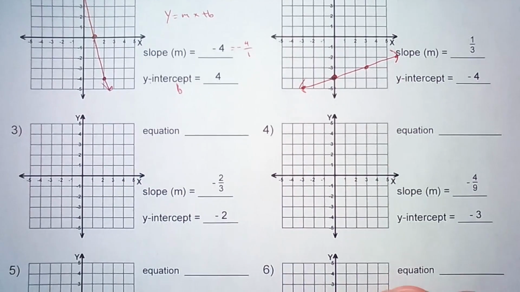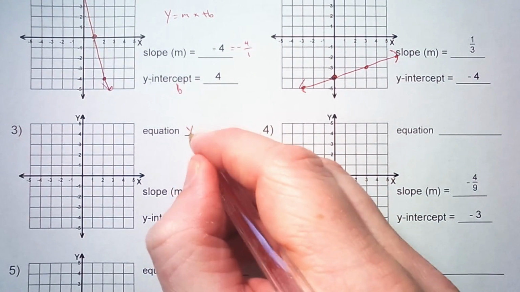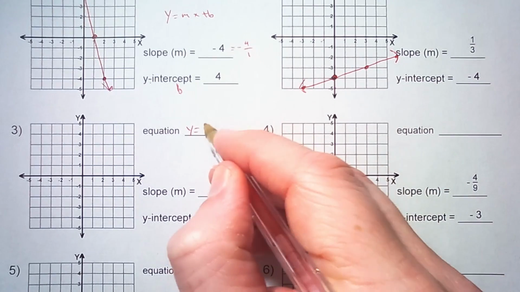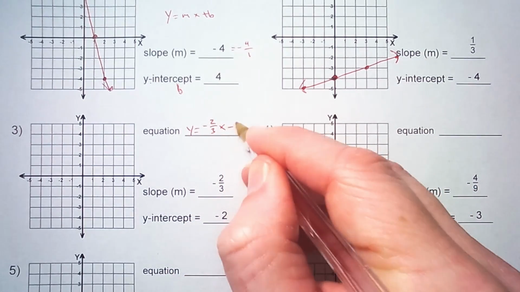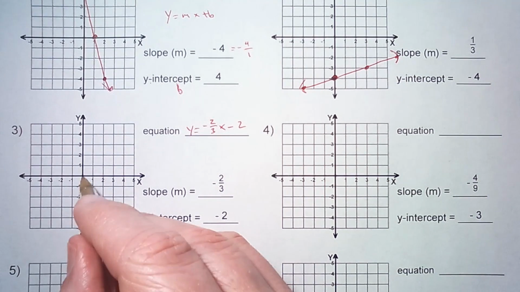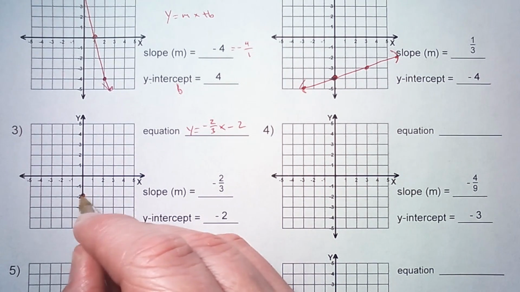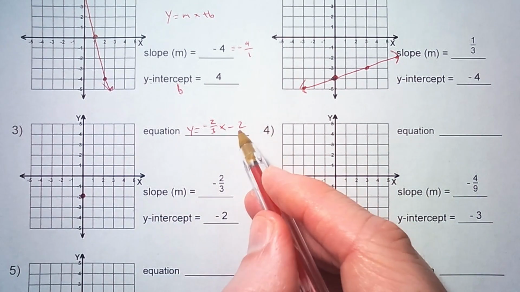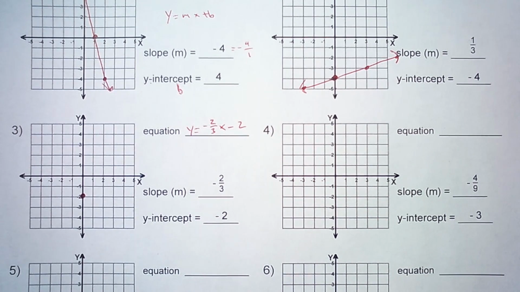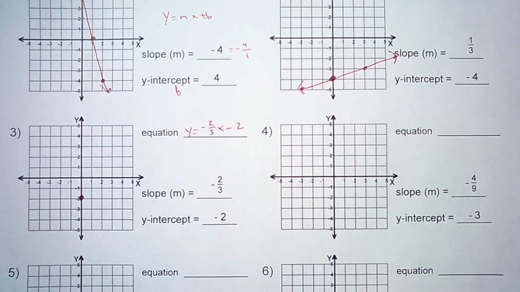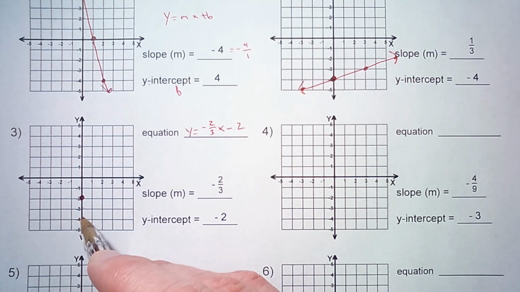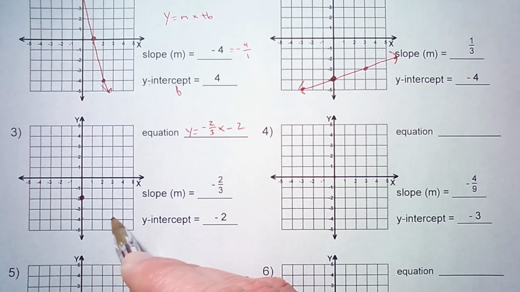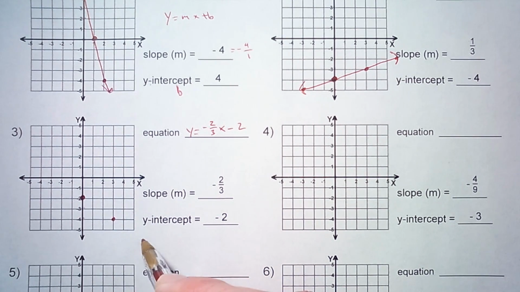Number 3, we have an equation of y equals slope, -2/3 times x, and then y-intercept, -2. So that's down 2, there's my y-intercept. I cross the y-axis at -2. Then the slope is -2/3, which means I go down 2 and right 3. So down 2, right 3. Down 2 and right 3 would put me somewhere over here.